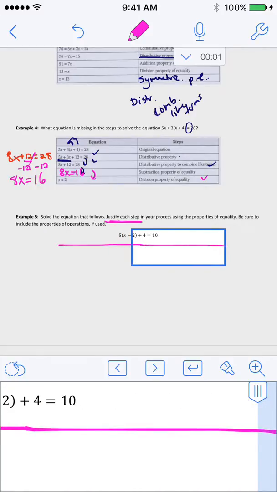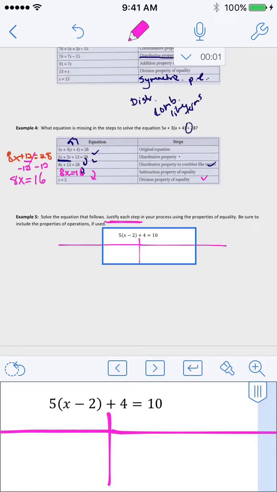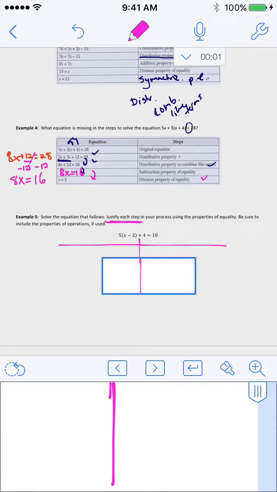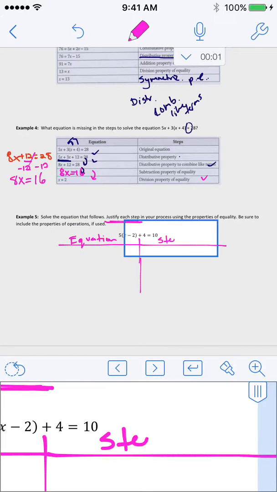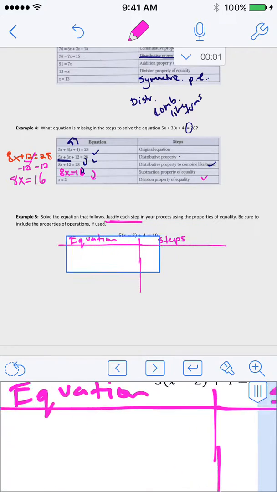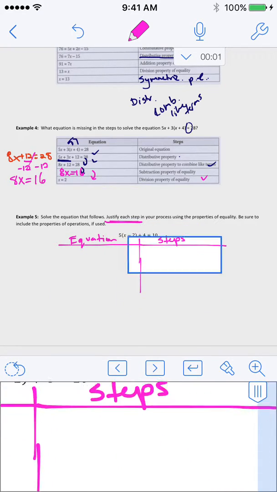Same table, use as much room as you need, right? And then I want to see on the left-hand side, equation. I want it written a lot better than that. Equation. And on the right hand side we want to see steps. You can call it justification if you feel fancy, that's fine too, but I want to see it. I want to see everything in there. There should not be an equation here that does not have a step.